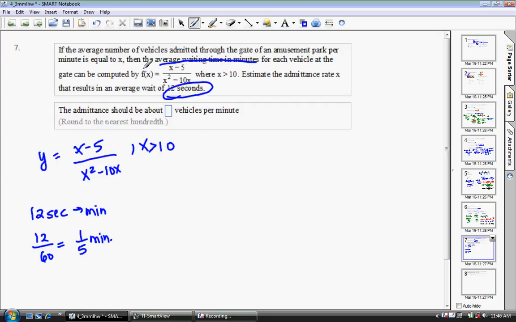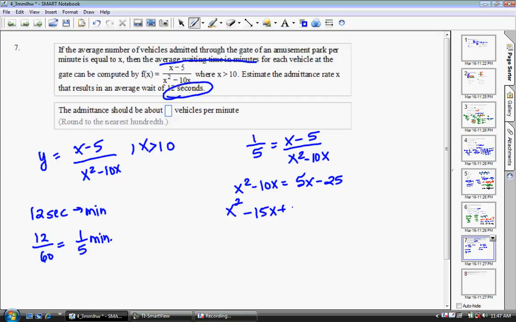Now, the average waiting time is what y represents, so what we're going to do is set y equal to 1/5 and then solve the equation that results. So if we cross multiply, we get x squared minus 10x is equal to 5 times x minus 5, which is 5x minus 25. So this is a quadratic equation we have to set to 0. So we would get x squared minus 15x plus 25 is equal to 0.